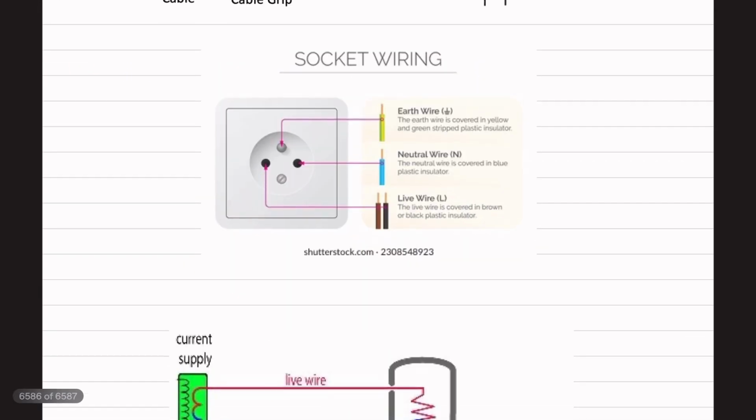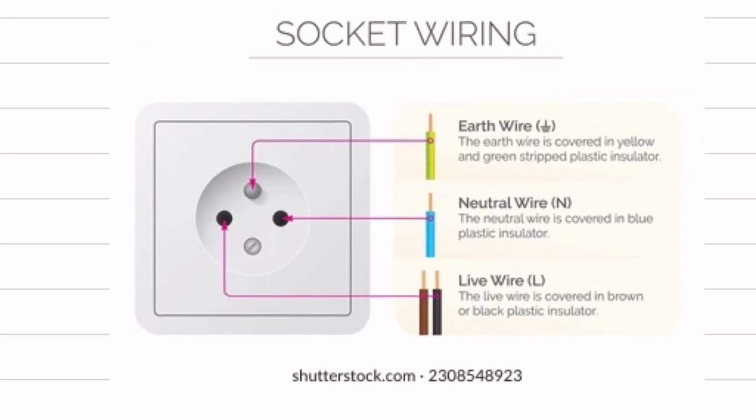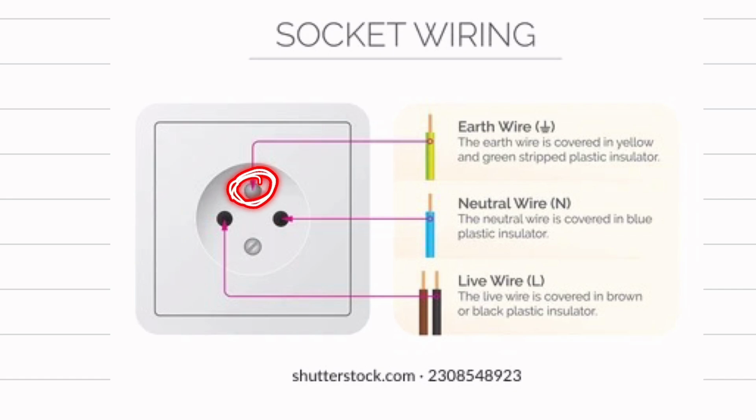Now let's see the socket. So this is the electric socket where we put in the electric plug. This one shows the earth wire. One is live and one is the neutral. So this left one is the live wire, and the right one is the neutral wire. The live wire can also be black, it can also be brown, and the neutral wire will be of blue color, and the earth wire will be of green color.